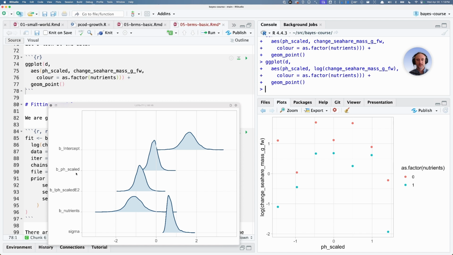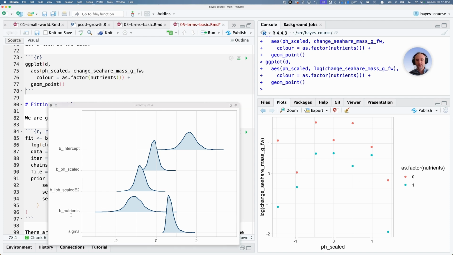Then we have pH scaled. And this is the overall slope. So is our data sort of overall sloped up or down or flat? And here that's just slightly negative mean, but the posterior really overlaps 0 quite a bit. And that makes sense because we don't really see any overall slope in our data. Then we see pH squared, which is this one here. So this is our happy or frowny face shape. In this case, it's quite negative, and that makes sense. So it means we have a strongly negative or frowny face to our data that we fit.